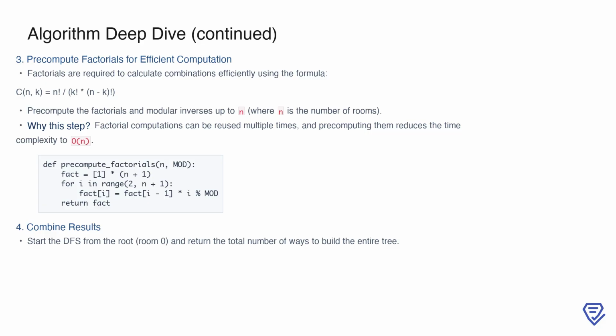This reduces the overall time complexity of the algorithm, as computing factorials on the fly for each node would be highly inefficient. The Python snippet provided demonstrates how to calculate these factorials in O(n) time, storing them in an array for quick access during the DFS. This step is critical for ensuring the efficiency of our solution, especially for larger trees.